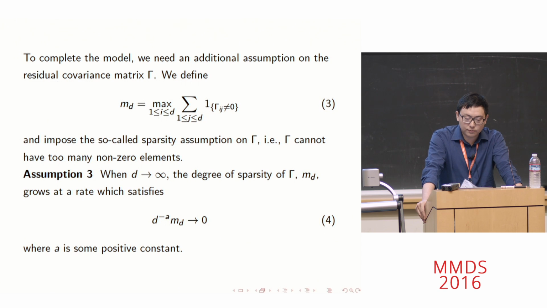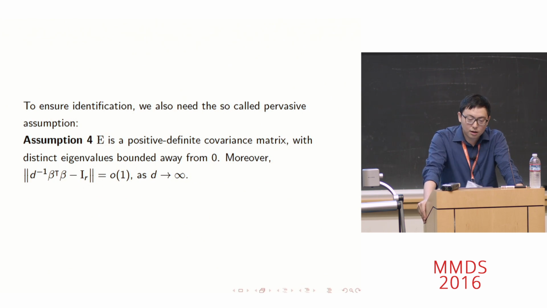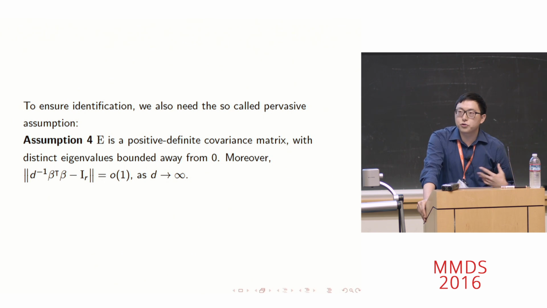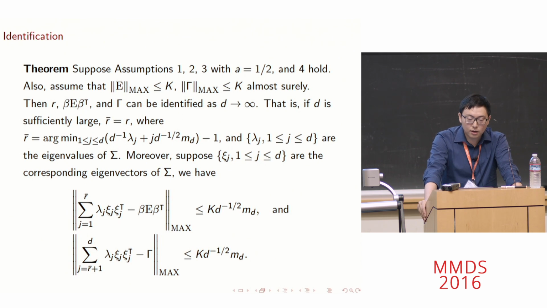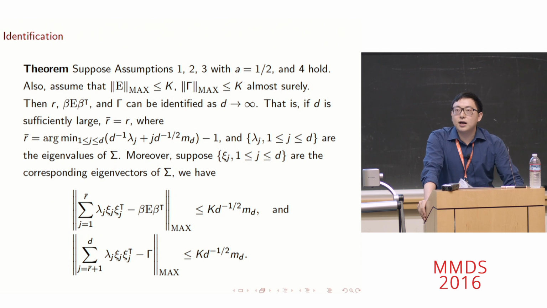Assumption 3 basically says that there are not too many non-zero entries in Gamma. To ensure identification, we also need the usual pervasive assumption that you can see in the literature of approximate factor models. Now we present the identification theorem, which is very important.